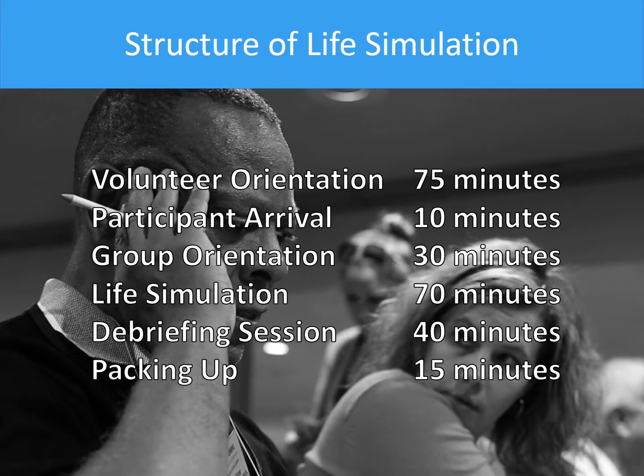The life simulation is a 4-hour program which includes the volunteer orientation and the life simulation itself. You should allow 75 minutes before starting a life simulation to train your volunteers. It then takes about 10 minutes for the participants to pick up their new identities and find their household unit. The group orientation takes around 30 minutes and the actual life simulation takes 70 minutes. Immediately after the simulation concludes, you start your debriefing, which runs for around 40 minutes. It then takes about 15 minutes to pack up.